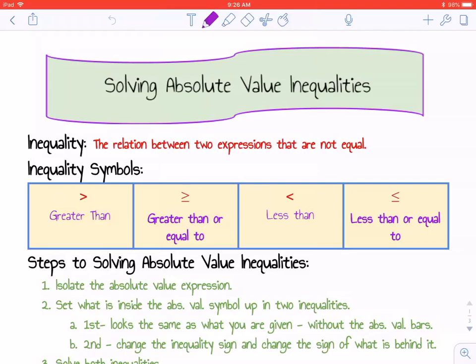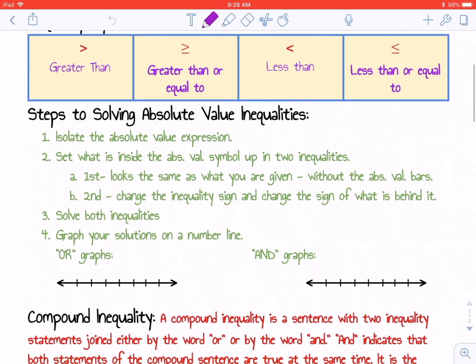Going to take a look at solving absolute value inequalities. An inequality is the relation between two expressions that are not equal. So we have four main inequality symbols that we use. The first one is greater than, the second one is greater than or equal to, the third one is less than, and the fourth one is less than or equal to.